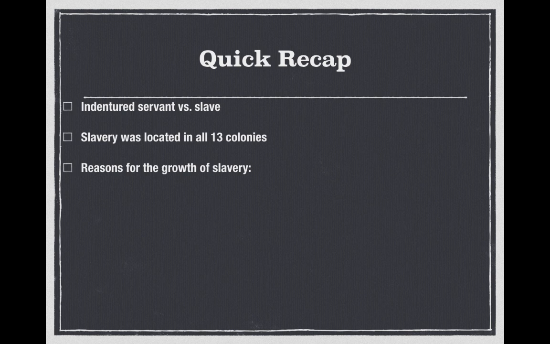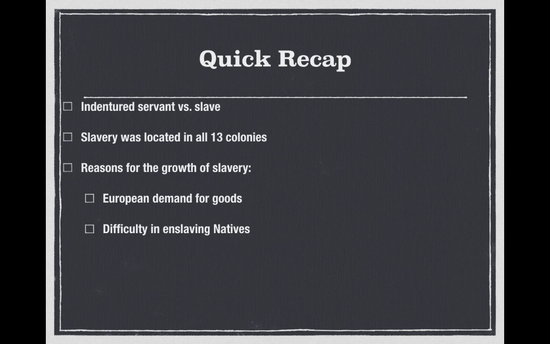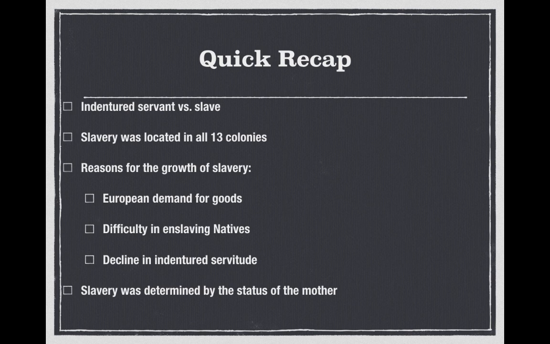So very important when we're studying colonial America that we understand that slavery was located in all 13 colonies. The reasons for the growth of slavery, we talked about European demand for goods, difficulty enslaving natives, and also the decline in indentured servitude. We discussed slavery was determined by the status of the mother. Slaves sought to preserve their autonomy.